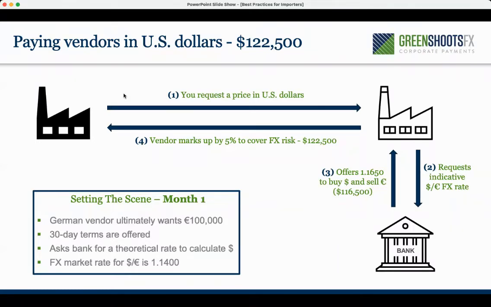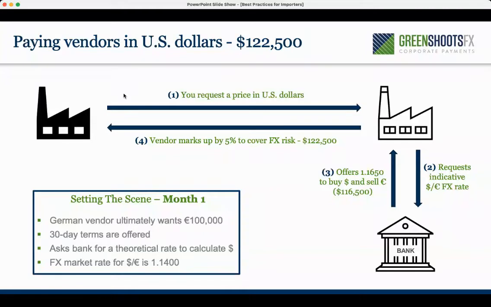But given they're going to be paid in 30 days, they don't know what the foreign exchange rate will be at that time. And they don't want to take a chance that the market rate might increase to 1.16, for example, because at that stage, the bank will probably be offering 1.18. And therefore, in receiving $116,500 from you, when the rate is 1.18, they're looking at less than 100,000 euros, and they don't want that.